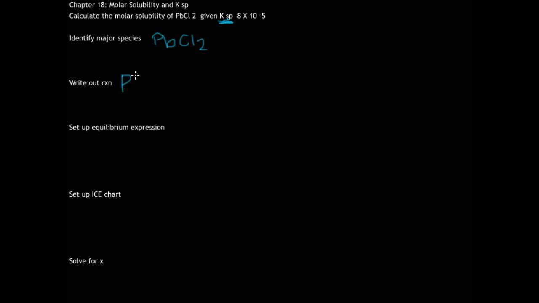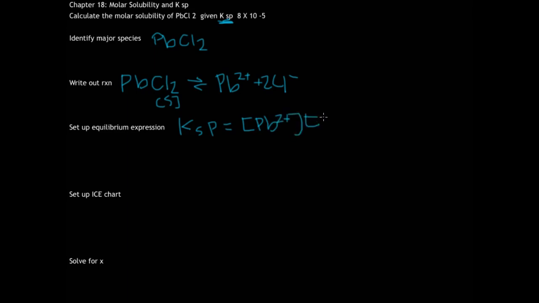So I'm going to write out my reaction as my solid salt at equilibrium with its ions. Okay, and my equilibrium expression is going to look something like this. KSP equals products over reactants raised to their coefficients. So my chloride is going to get a 2 up here, and this is a solid, so we do not include solids in our KSP expression, or any equilibrium expression for that matter.